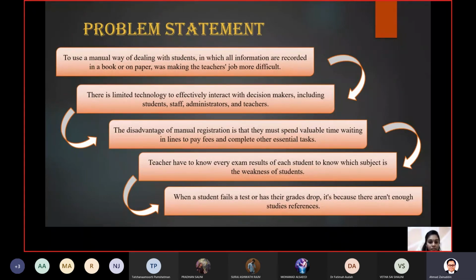The main point is that teachers must take note of each student's exam results in order to concentrate on which subject is the student's weak point, and teachers should pay more attention to weak students by having extra classes or helping with their personal notes.